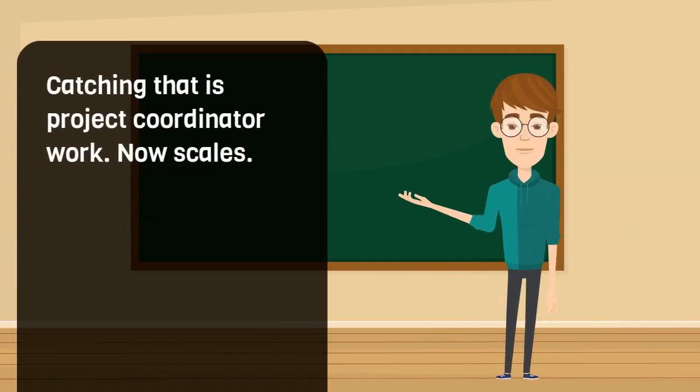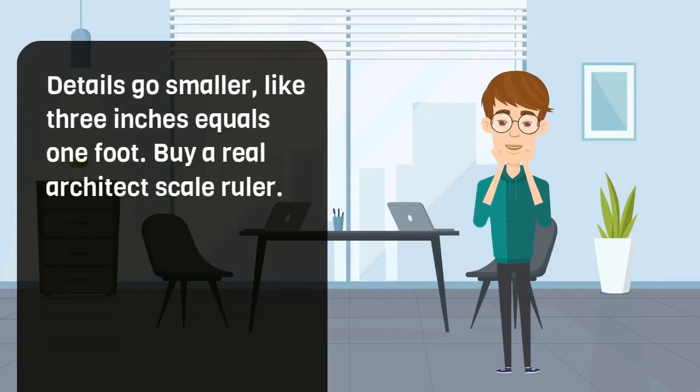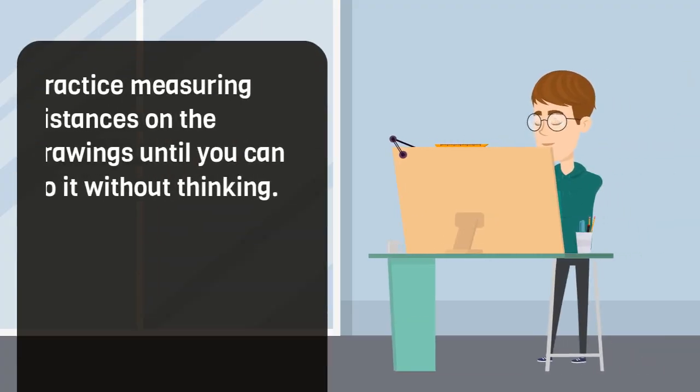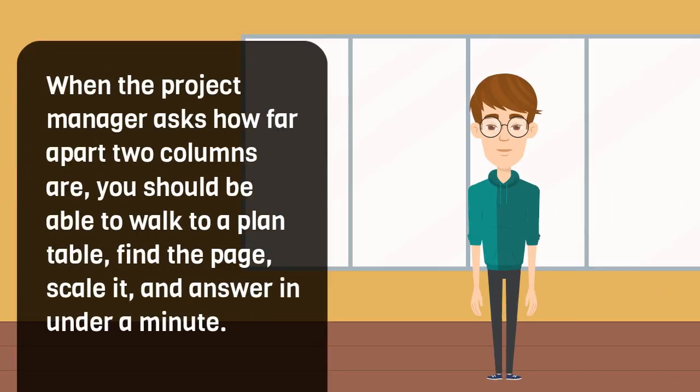Now scales. Most architectural drawings are at 1/4 inch equals 1 foot. Site plans go bigger, like 1 inch equals 20 feet. Details go smaller, like 3 inches equals 1 foot, by a real architect scale ruler. Practice measuring distances on the drawings until you can do it without thinking. When the project manager asks how far apart 2 columns are, you should be able to walk to a plan table, find the page, scale it, and answer in under a minute.